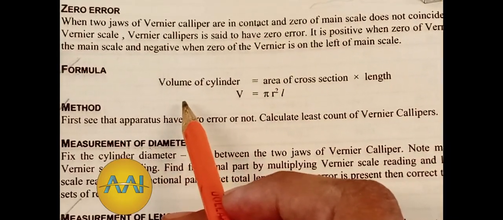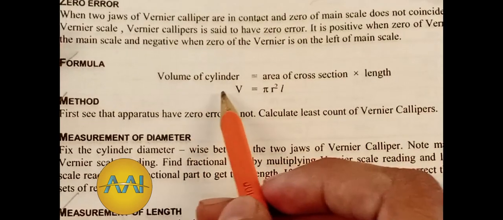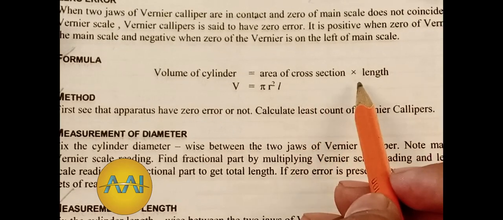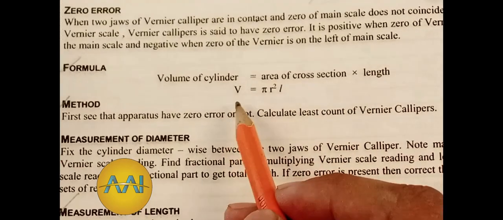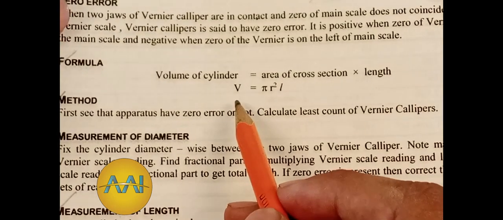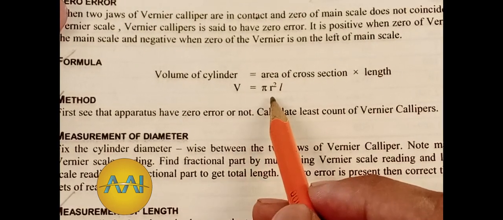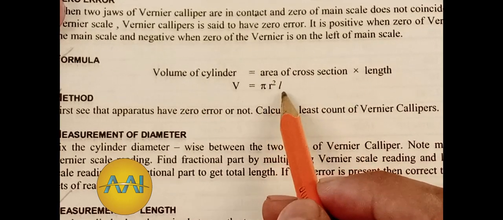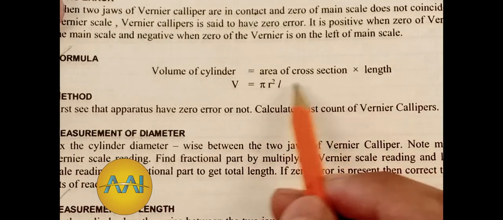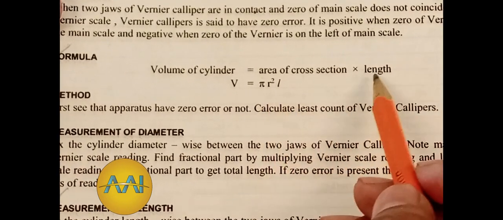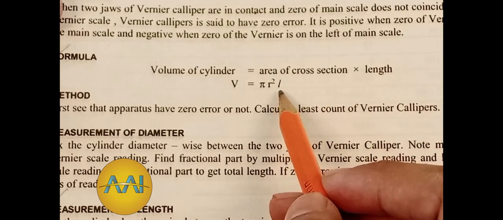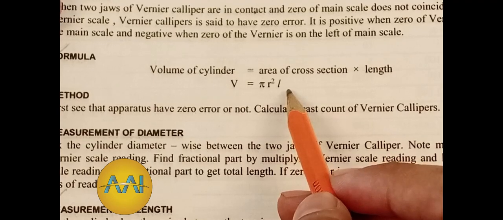Then the formula. What is the formula? The formula to find the volume of a cylinder is: volume of cylinder is equal to area of cross section into length. We can write this formula in this form: V, capital V, equal to the area of cross section, which is represented by pi r square. After that, in multiplication form, you have to write length, which is represented by small l.